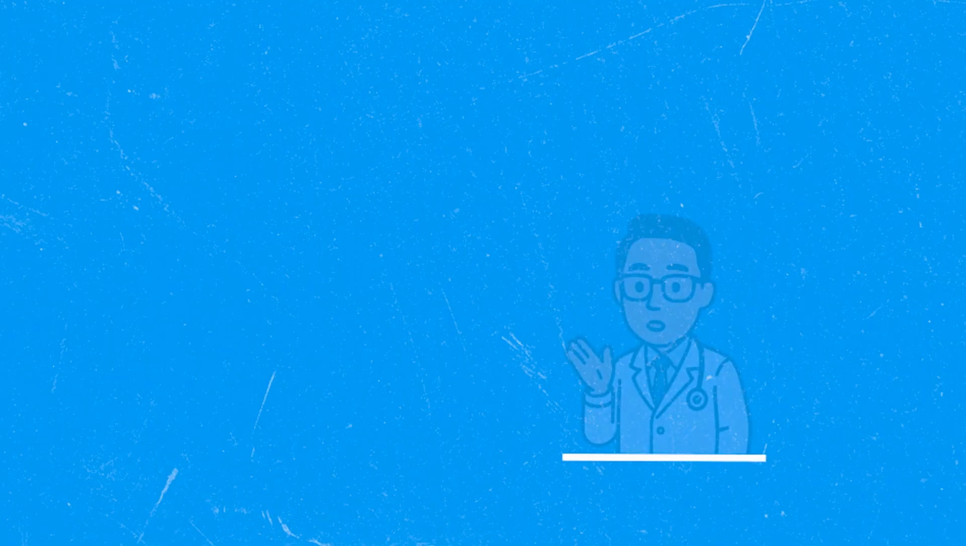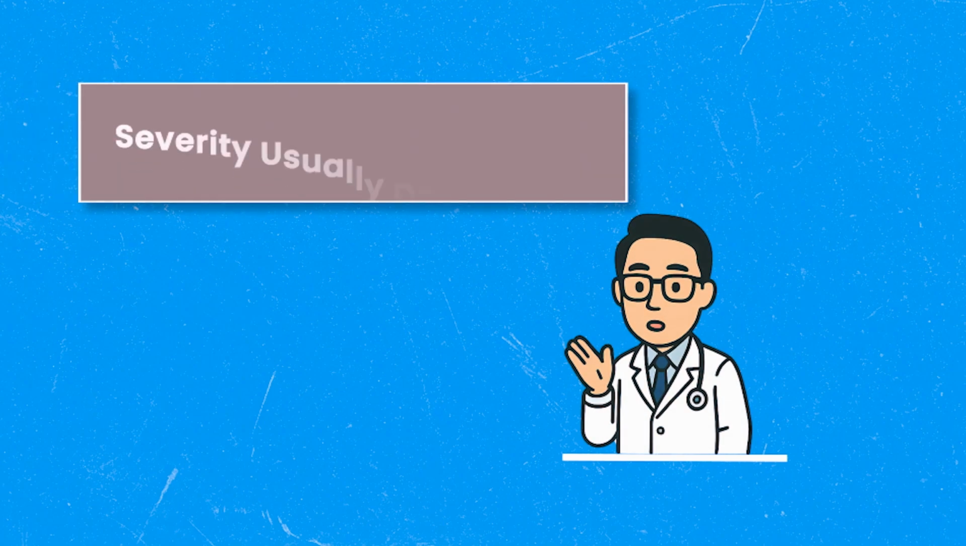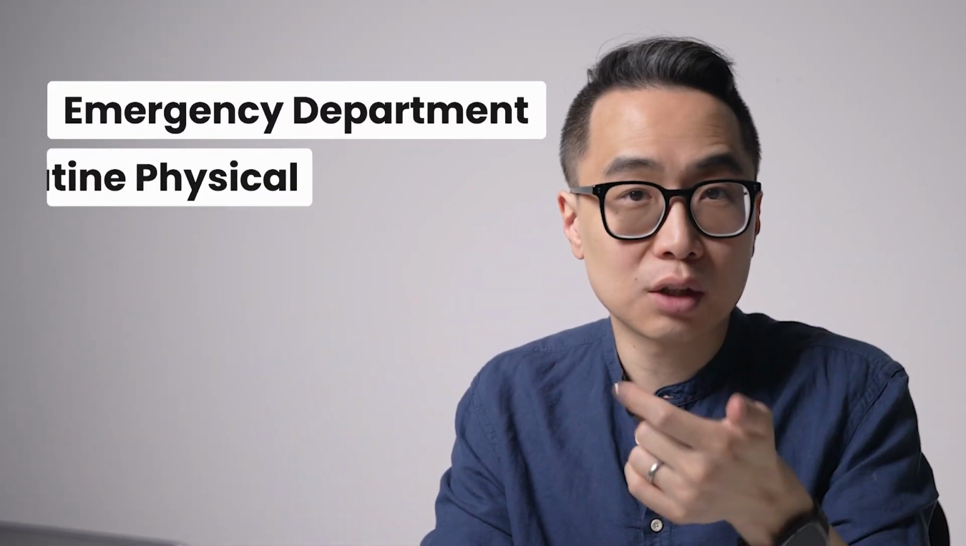Really, this is just asking how bad is it? This is critical for all exams, but especially for shelf exams, step 2 and step 3. The reason is that severity usually is going to determine a lot of the management. So severity clues would be things like, are they in the emergency department or is it just a routine physical? If they're being brought to the emergency department, that's usually the most severe form of a disease, because it's so bad that they themselves are not physically capable of bringing themselves to the hospital.